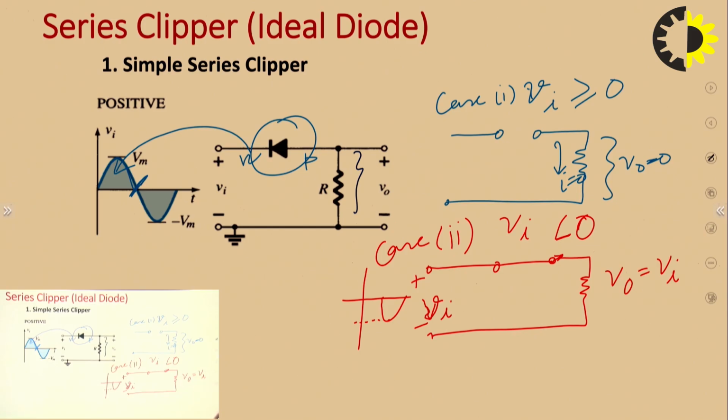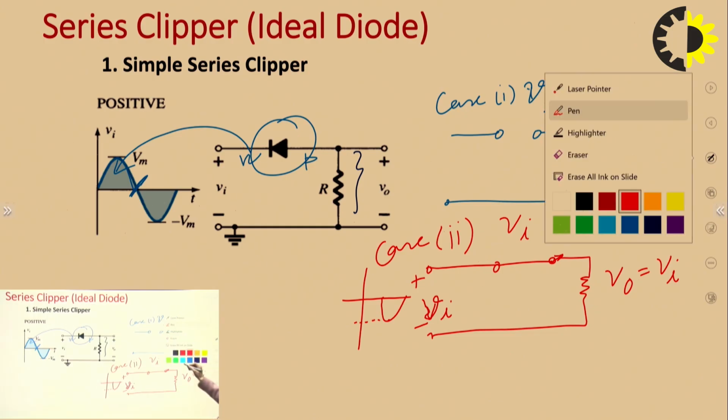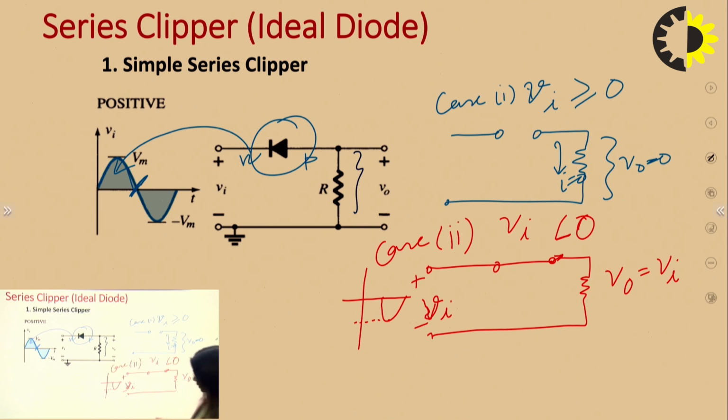So we will divide the question into two cases: when the diode is forward biased and when the diode is reverse biased. You have to understand that to find out the output. There is no other thing in this particular circuit. So VO is equal to Vi. And finally, we just draw the waveform like this.